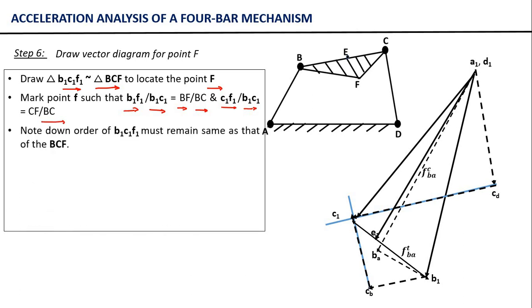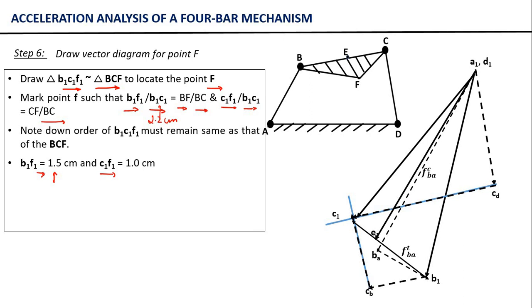From here you calculate the length B1F1 as 1.5 centimeter, because we have already measured this length from the vector diagram. This is 2.2 centimeter, something like this. Then you substitute the values of BF and BC here, and you calculate this length B1F1 as 1.5 centimeter, and then again you calculate this length C1F1 as 1.0 centimeter.